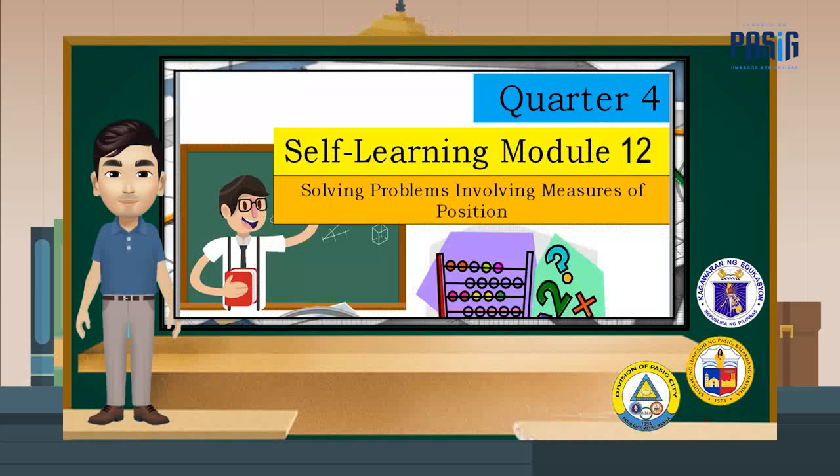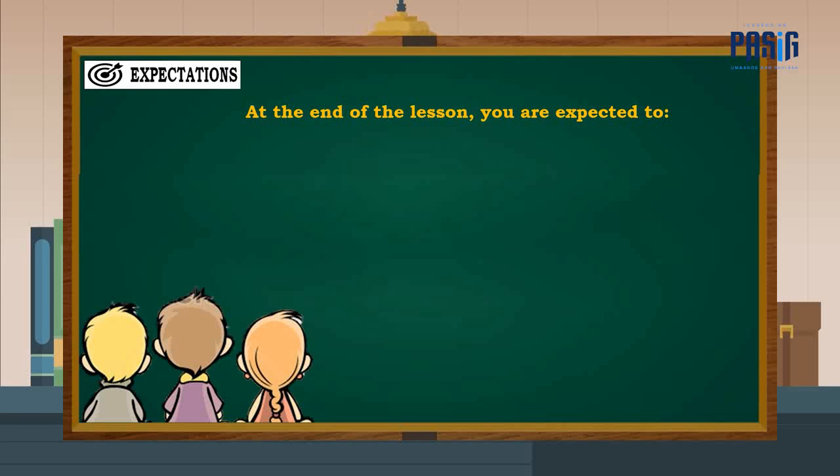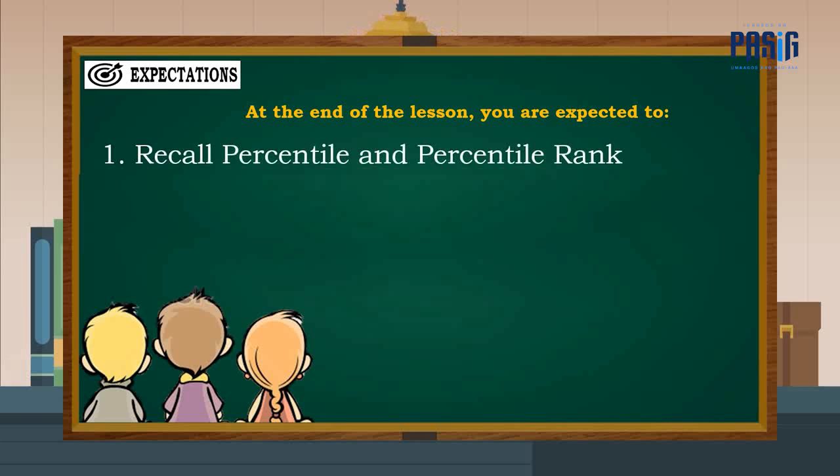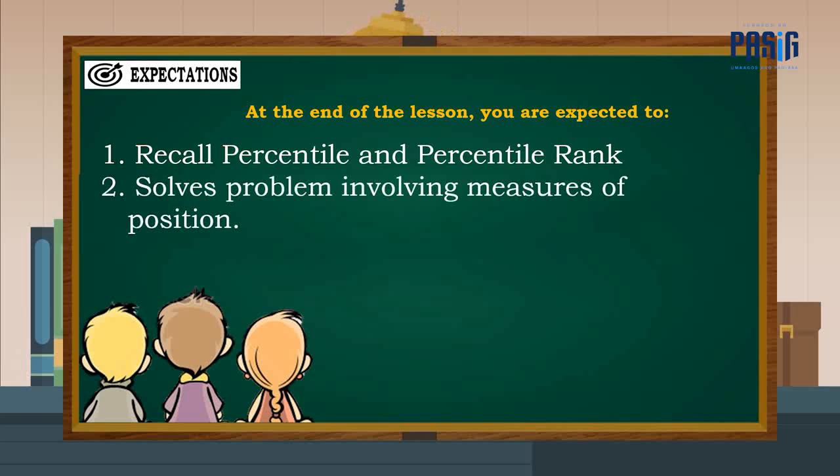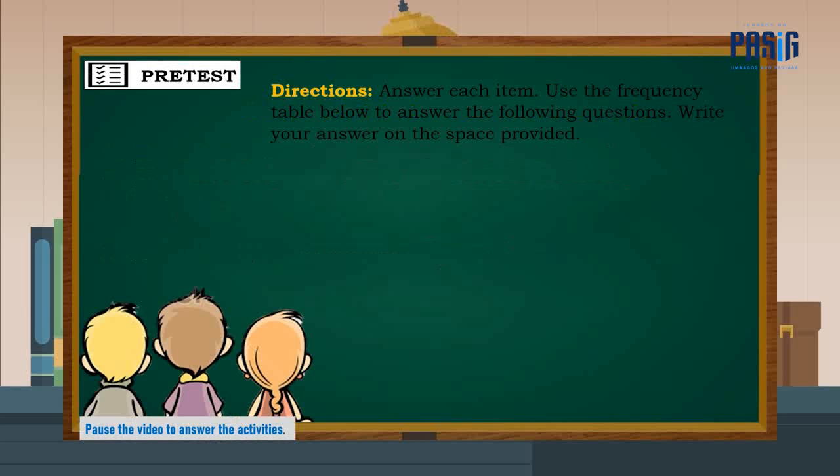Today, we will discuss Self-Learning Module 12, Solving Problems Involving Measures of Position. Before we start, let me share with you our objectives for today. At the end of our discussion, you are expected to: 1. Recall percentile and percentile rank. 2. Solve problems involving measures of position, and 3. Interpret measures of position. To measure your prior knowledge about the lesson, let us answer the pre-test.